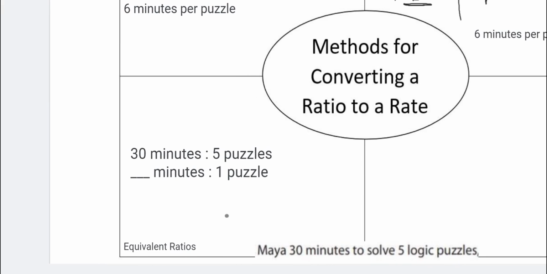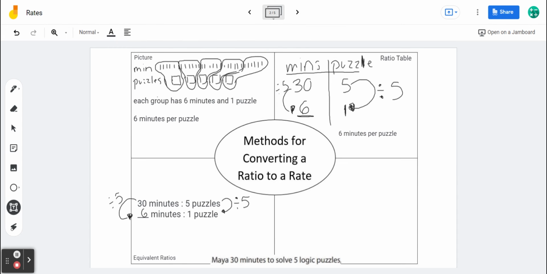So how do you get these ratios to be equivalent? Well, just like how you did in the table. If you have 5 puzzles and you need to get one puzzle, that's dividing by 5. What you do to one side, you have to do to the other. So that's again 6 minutes to one puzzle. And again, I'm going to type that out just because I want you to get in the habit. Every time you solve one of these rate problems, don't forget to write it as a rate. 6 minutes per puzzle.